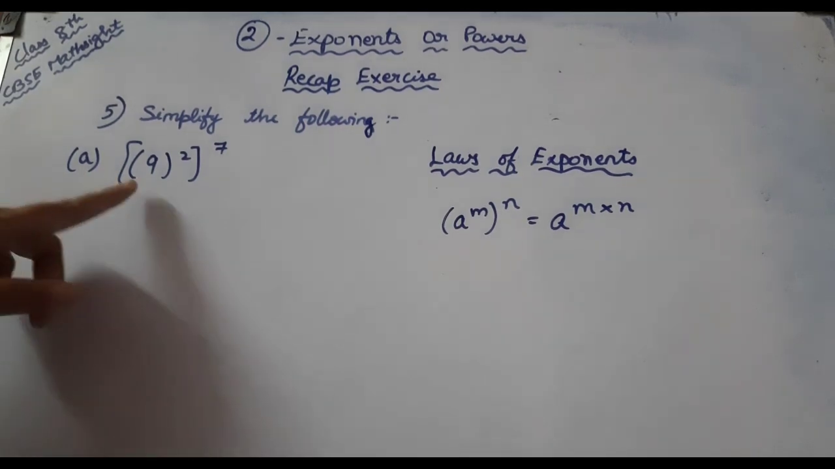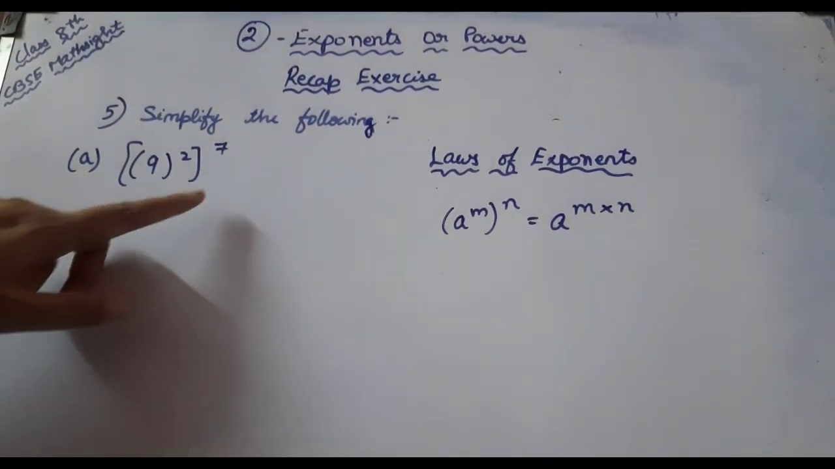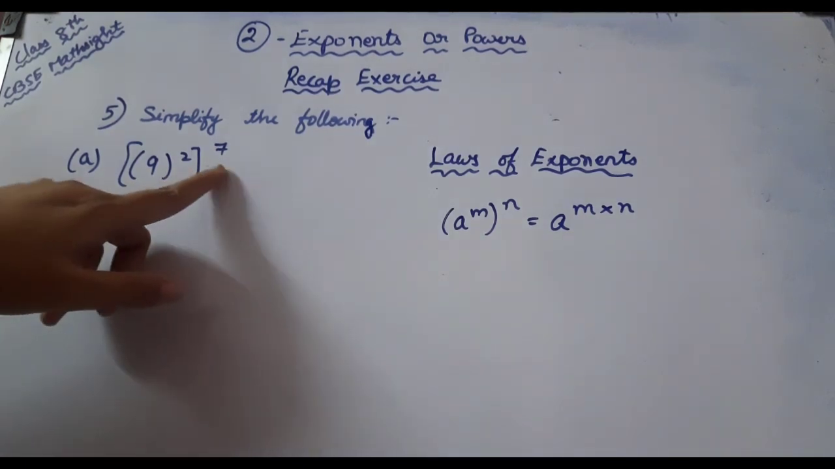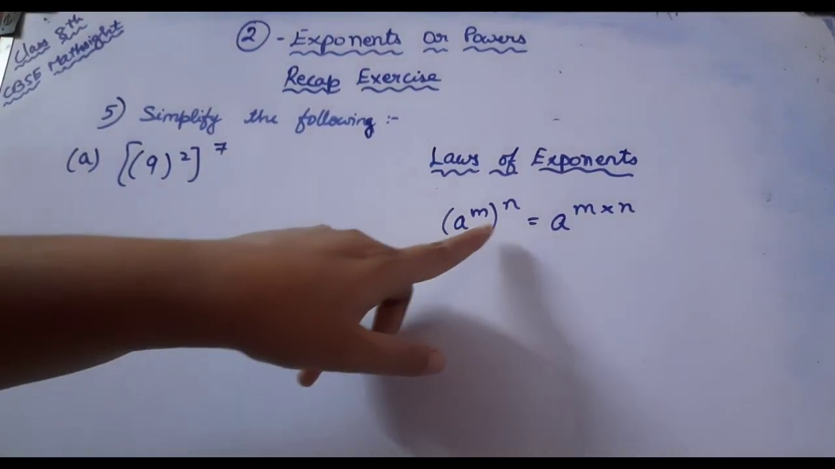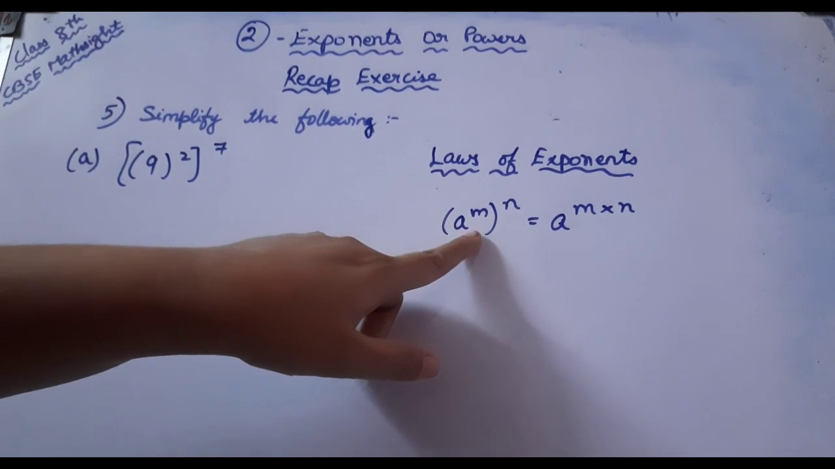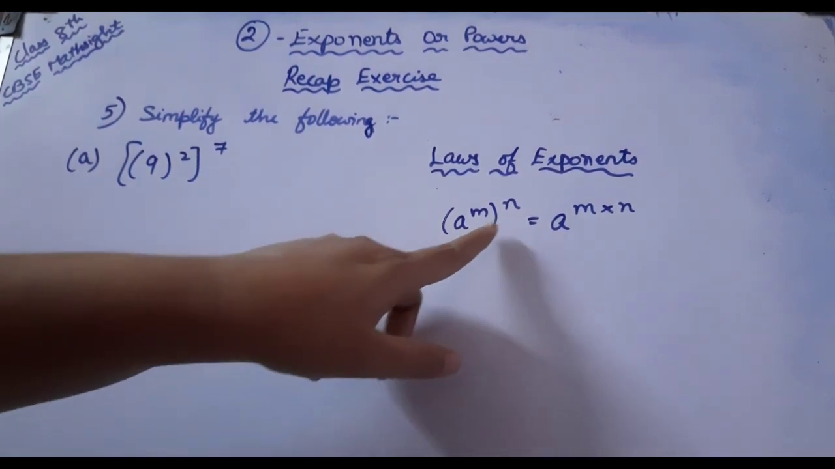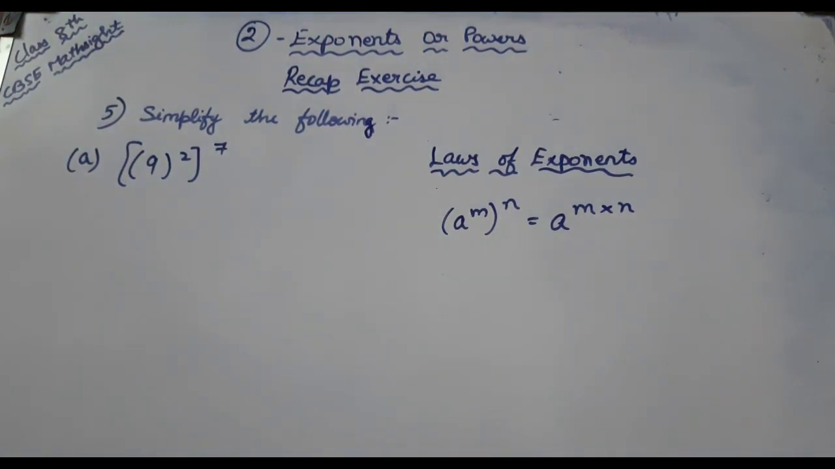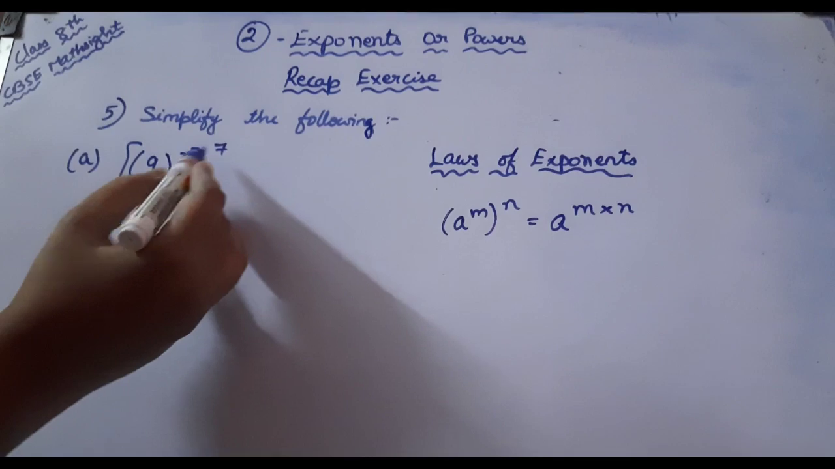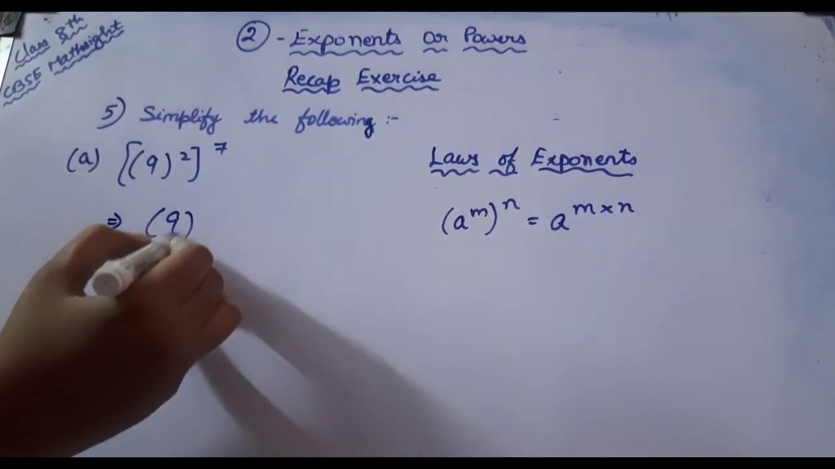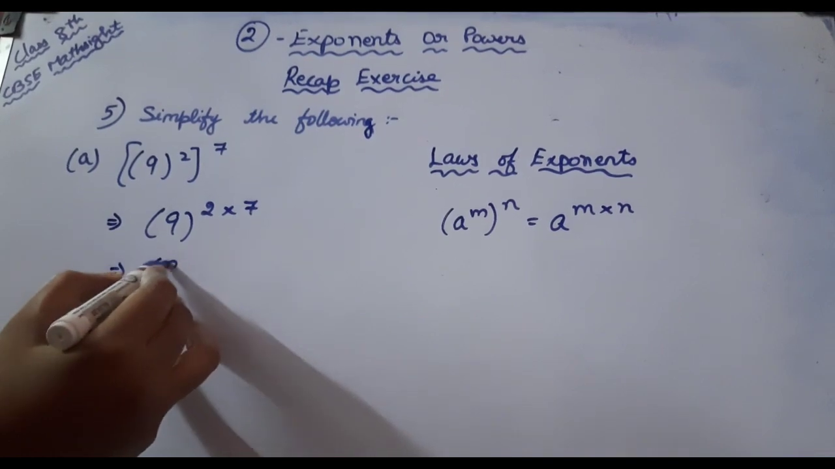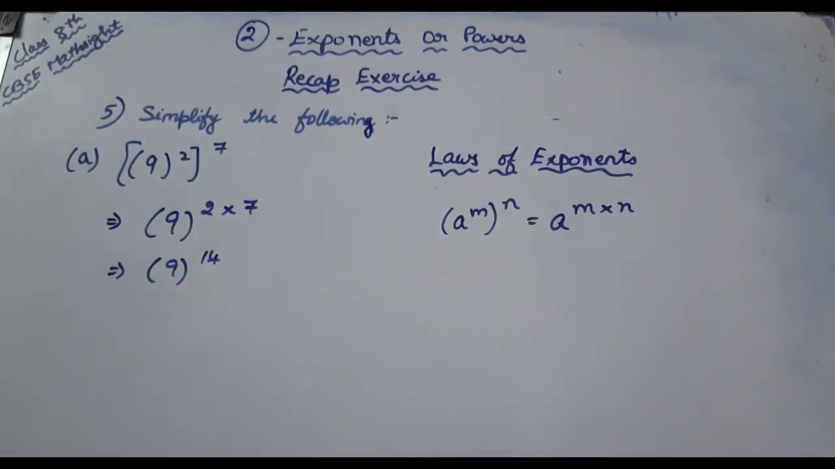So they have given (9 to the power of 2) whole to the power of 7. So they have given two powers. Whenever we have two powers, (a to the power of m) whole to the power of n, we can actually multiply the powers. So the first step is we multiply the two powers, which is 9 to the power of 2 into 7, nothing but 9 to the power of 14.